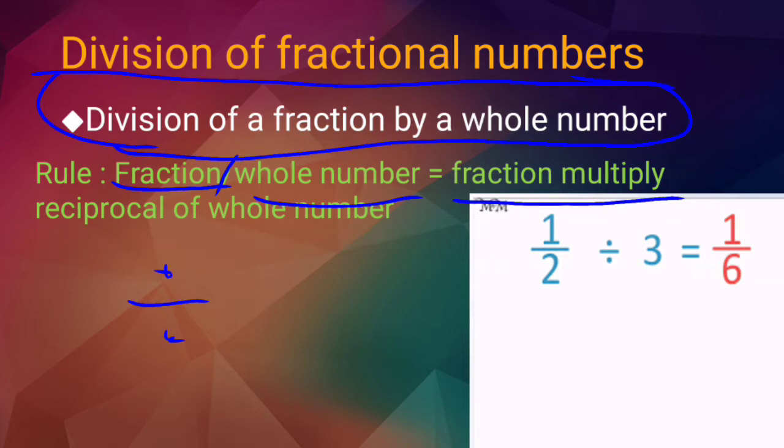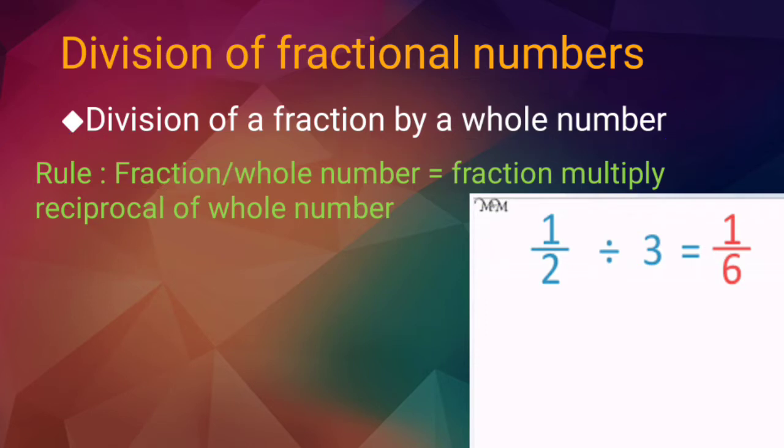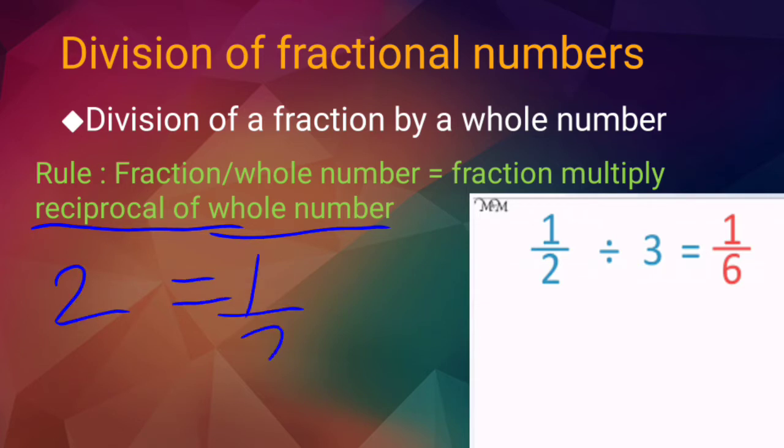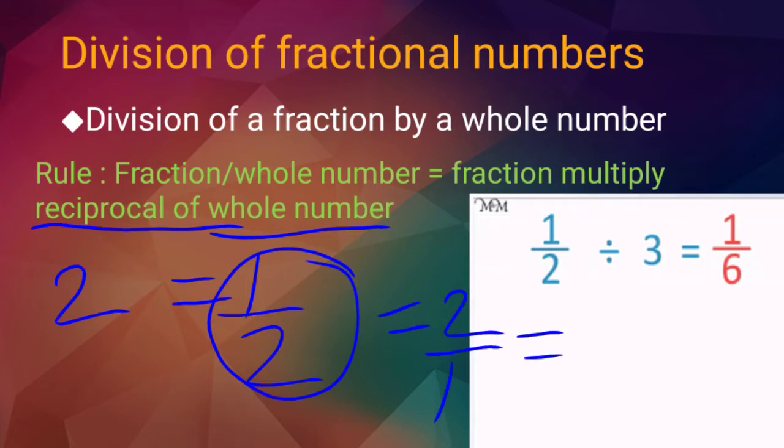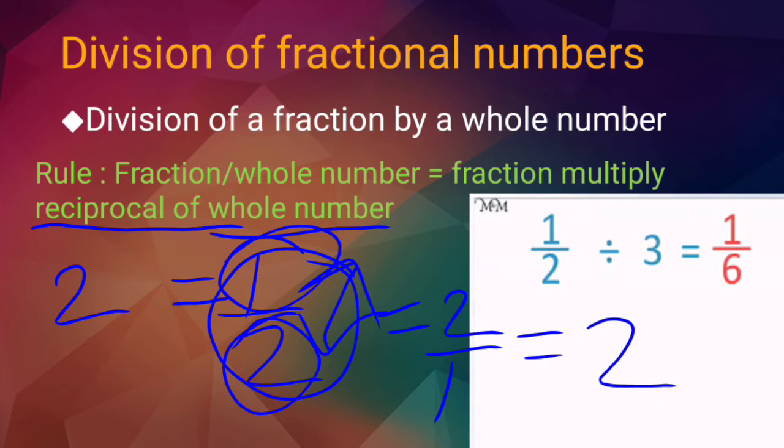Listen, student, I already told you the meaning of reciprocal in my last video. Hope you are aware of that. Reciprocal is the opposite of any number. If I am writing the whole number 2, then its reciprocal becomes 1 upon 2. And if I take the reciprocal of 1 upon 2, then it becomes 2 upon 1, which you can write as 2. So in the reciprocal, you are just interchanging the numerator with the denominator and the denominator with the numerator.